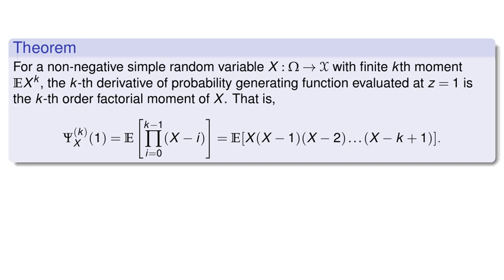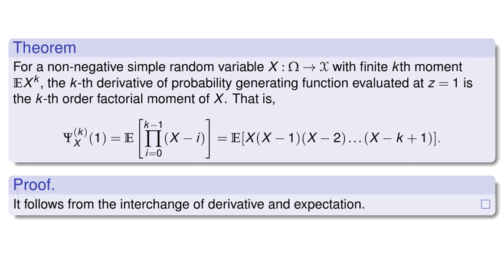Now let's connect the PGF to factorial moments. A theorem states that for a non-negative simple random variable X, whose kth moment, the expectation of X to the k, is finite, the kth derivative of its PGF evaluated at z equals 1 gives the kth order factorial moment of X. That is, psi sub X superscript k evaluated at 1 equals the expectation of the product X times (X minus 1) times (X minus 2) down to (X minus k plus 1), or the expectation of the product from i equals 0 to k minus 1 of (X minus i).